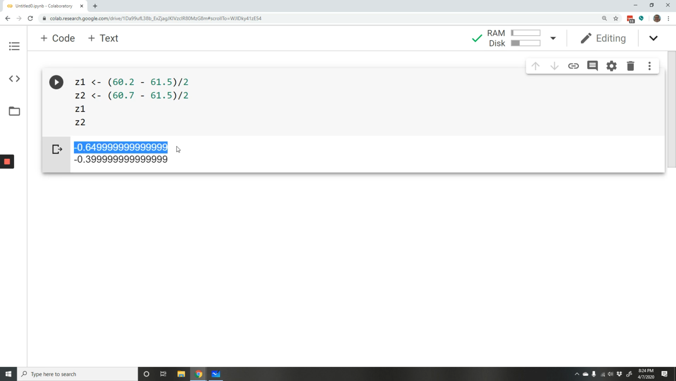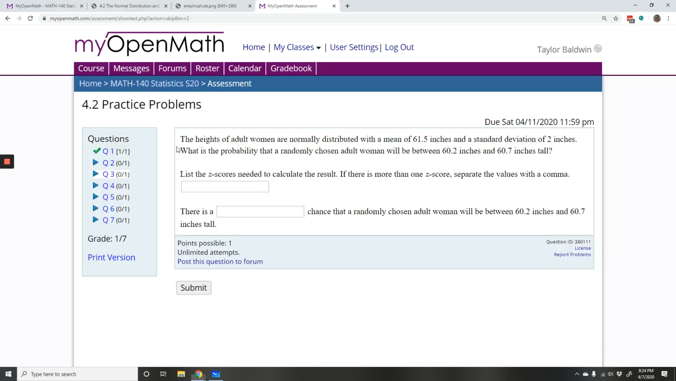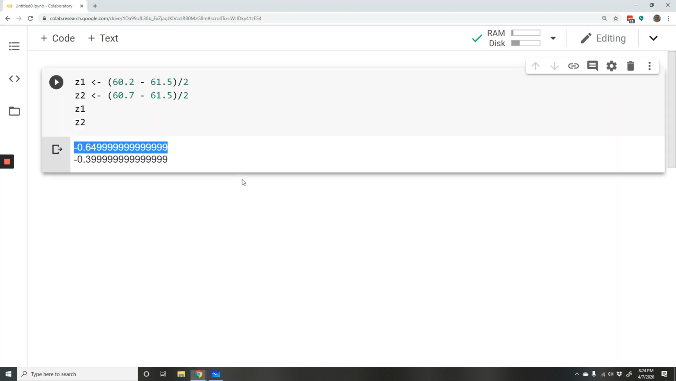So let's display those so we can take those and plug them into the answer location. Again, I'm just going to copy and paste. The easiest way to make sure you don't have a rounding error is just to copy and paste the whole thing. Okay, and so my first z-value is there. If there is more than one z-score, separate the values with a comma. So I do have two in this case, so I'm going to add a comma, and I'm going to go back and get my other one.